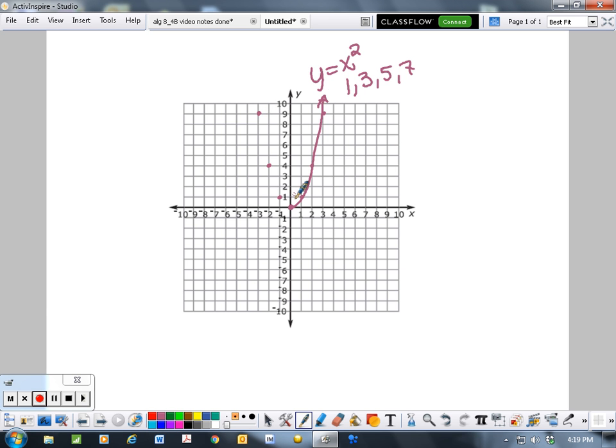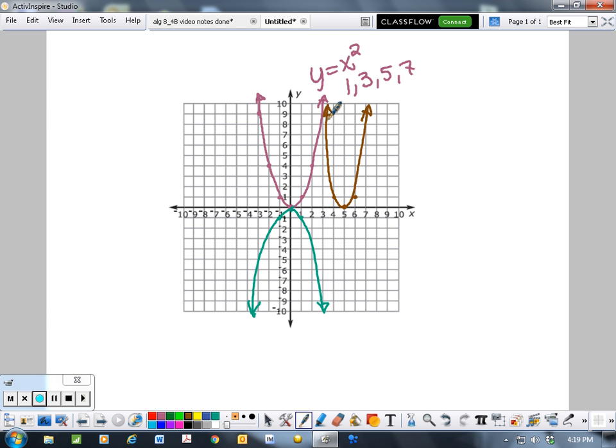Everything else is just some little change. So I can flip it over the x-axis when it's negative, and it can look like this. I can take the graph and shift it to the right 5: 1, 2, 3, 4, 5. And so now it looks like that.